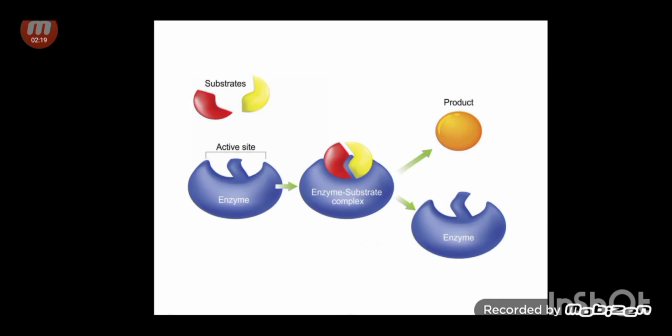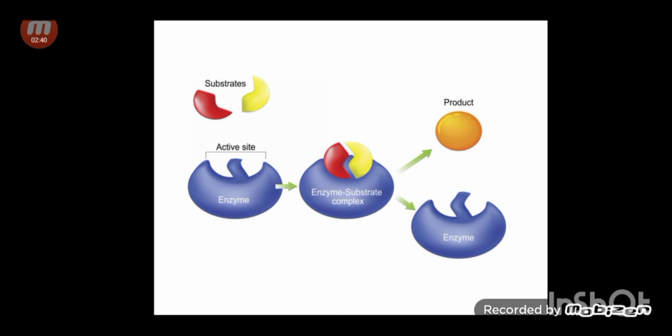Another diagram in front of you. It is also called the lock and key model because it was designed by a scientist, Emil Fischer, who suggested that it is like a key. Like the key is specific for a lock, similarly, every enzyme is specific for the substrate.